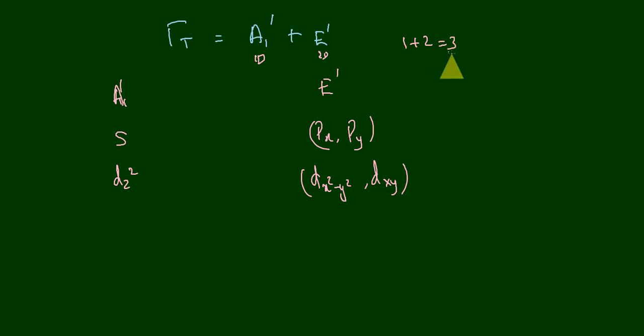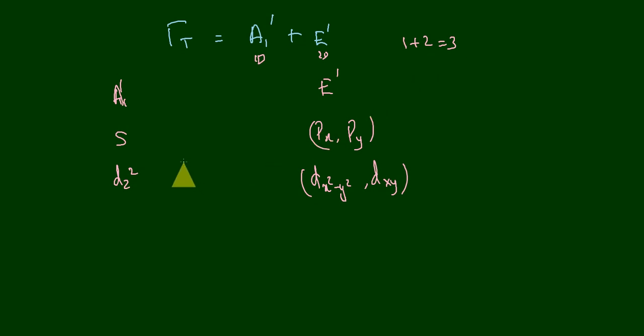So this should be equal to the number of hybrid orbitals that you are expecting. The number of hybrid orbitals that you are expecting is 3, because we are considering a trigonal planar molecule. So this calculation is correct. You have to always check the validity of the calculation by summing up the dimensions. So the sum of the dimensions should be equal to the number of hybrid orbitals.